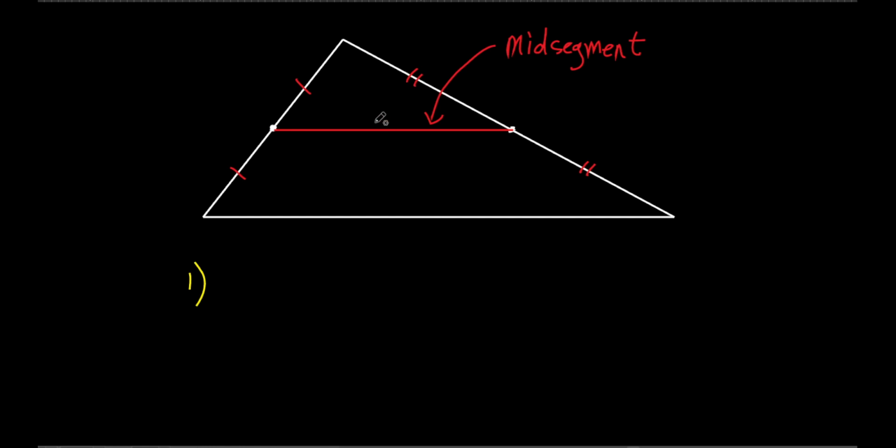So this mid-segment is parallel. Let's put some letters in here. A, B, C. We'll call it X and Y. Line segment XY is parallel to what? Line segment BC. You got it. That's the first thing we know, that the midsegment is parallel to the third side. We'll put a little arrow.